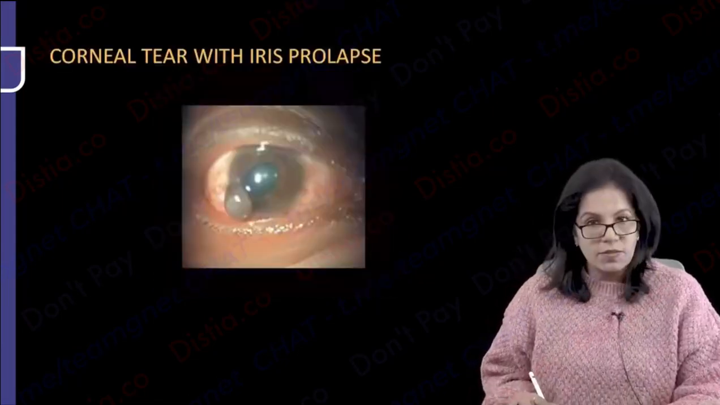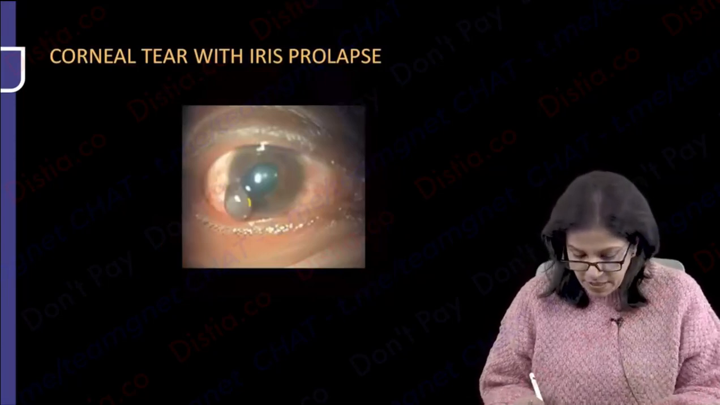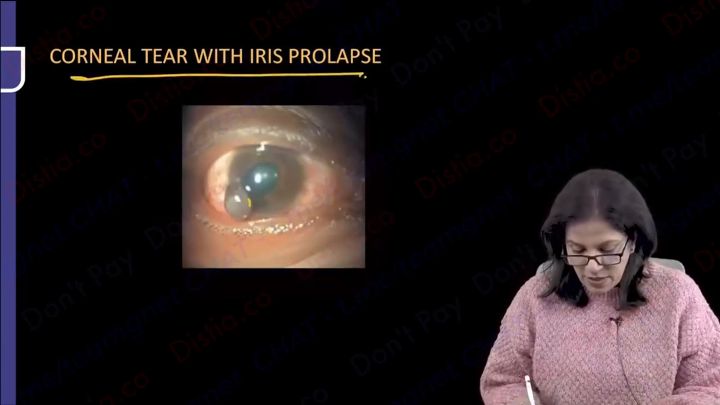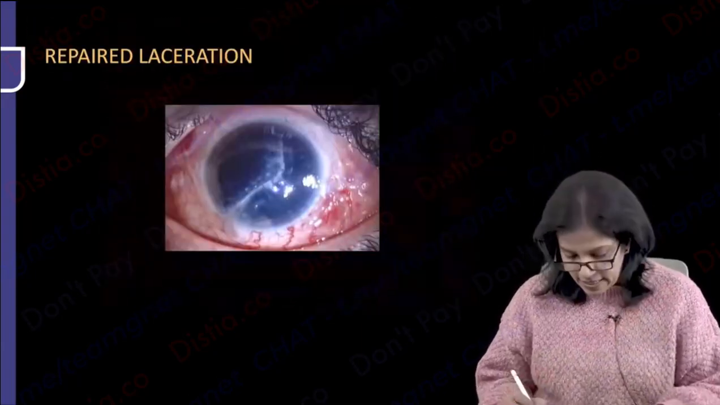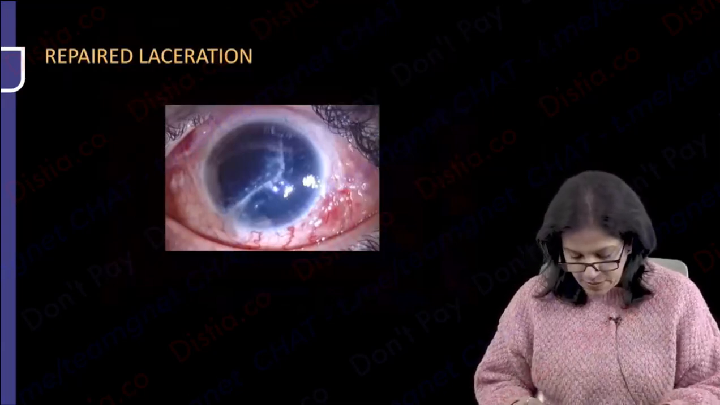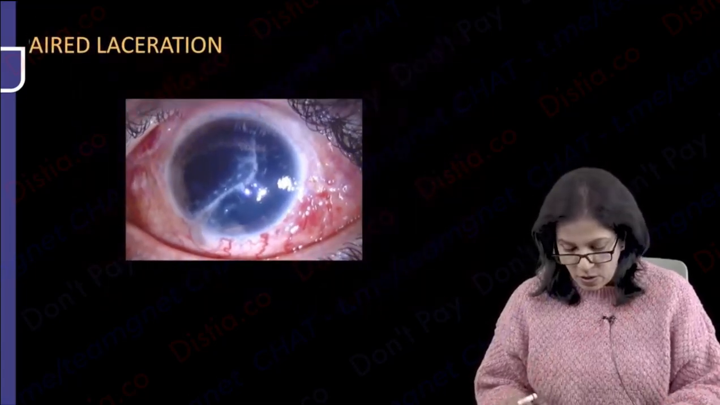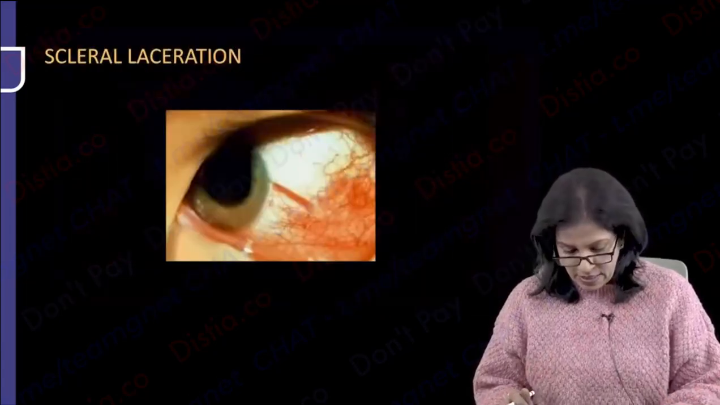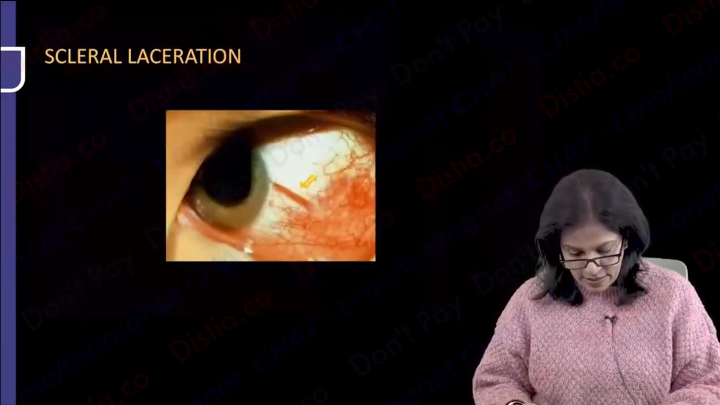Okay, this is another, this time it is not due to blunt trauma, but there is a tear in the cornea because of a penetrating injury, which can also lead to iris prolapse, as you can see here. What next you are looking at is a laceration, how this has been repaired, this is a repaired laceration of the cornea. So that could be one thing, corneal tear. And this is your scleral laceration, right?